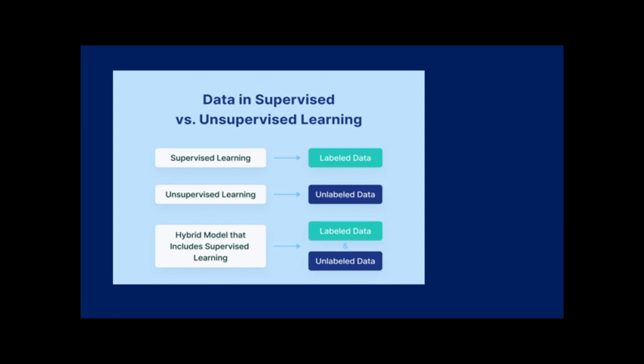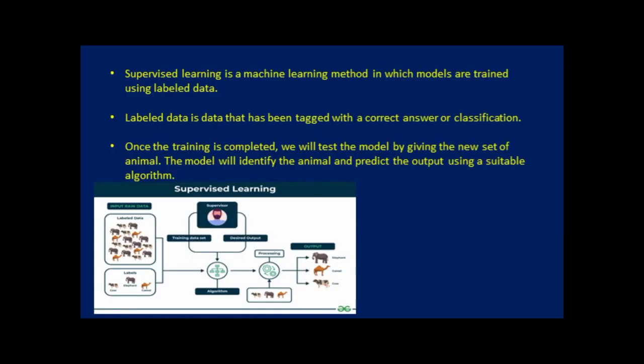From machine learning, there are two categories of learning. One is supervised learning, another one is unsupervised learning. We can say what is supervised learning. The labeled data are called supervised learning. The unlabeled data are called unsupervised learning. The hybrid model means it includes supervised and unsupervised learning. First of all, we are going to see supervised learning.